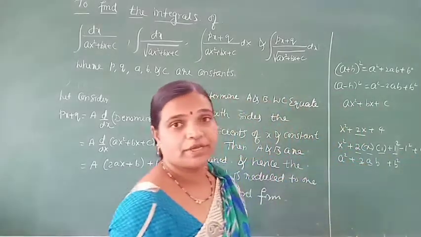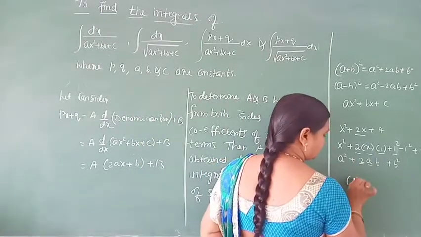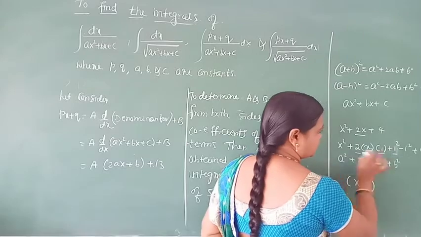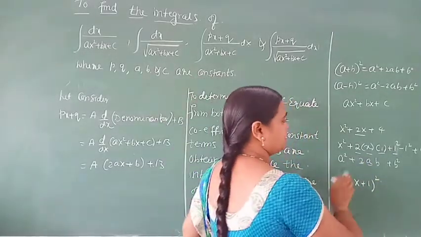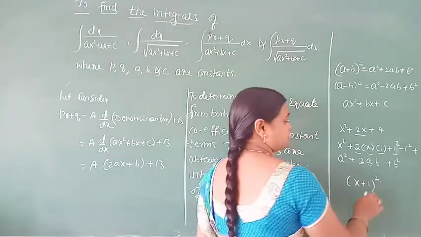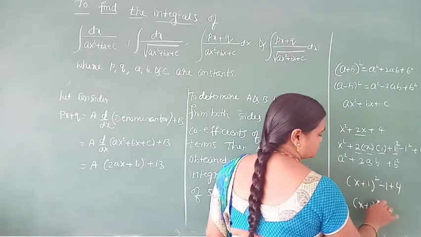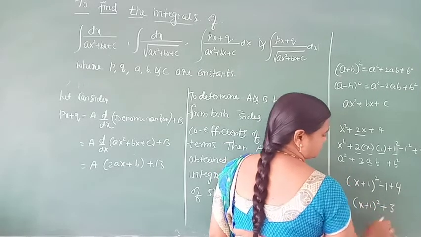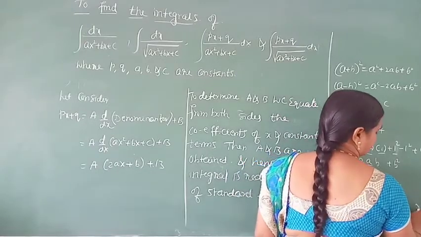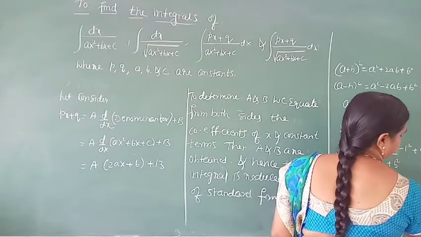a square plus 2ab plus b square means this is a perfect square of x plus 1. Instead of a plus b, here it is x plus 1 the whole square, minus 1 square, that is minus 1, plus 4. You get x plus 1 the whole square, minus 1 plus 4 is 3. So you can write this as x plus 1 the whole square plus root 3 square.